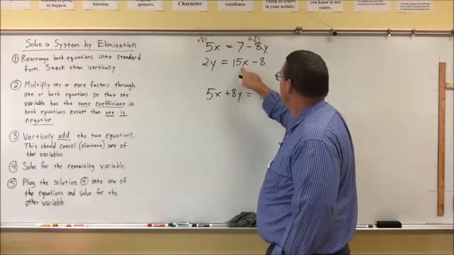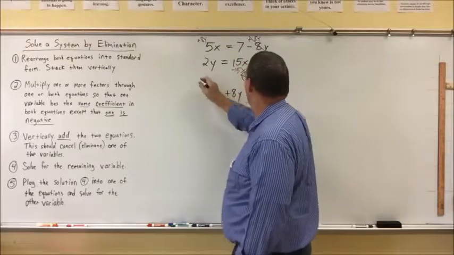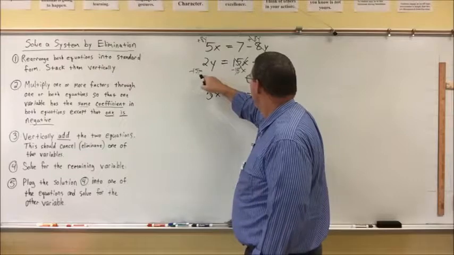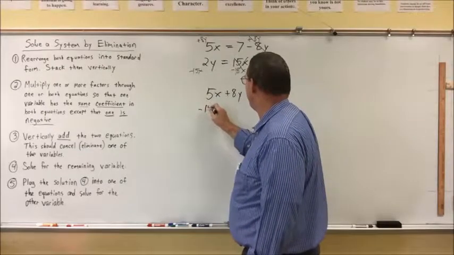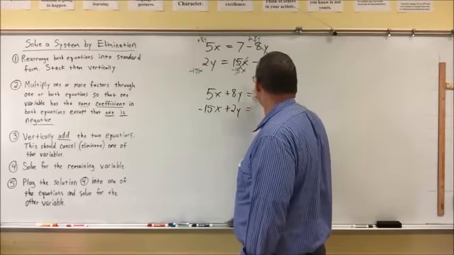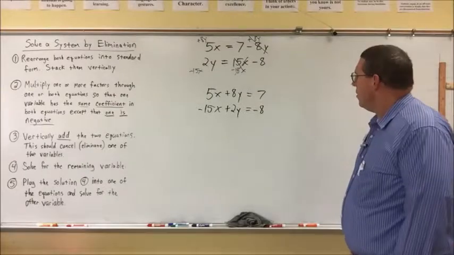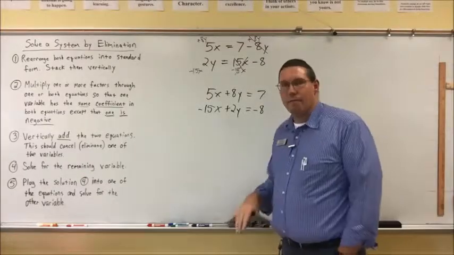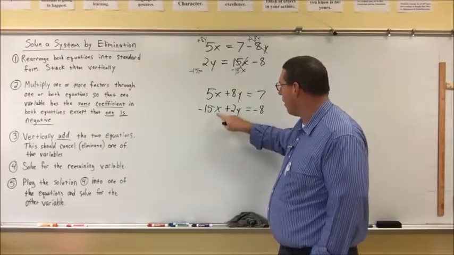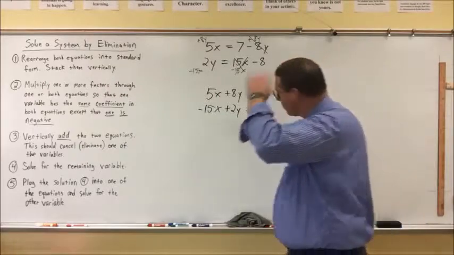This one, I just need to move the 15x over to the other side. So I'll subtract 15x here, and I'll subtract 15x here. That'll cancel this. And then I'll have negative 15x plus 2y is equal to negative 8. Okay? Now, in this case, I do not have the same number in front of y, and I do not have the same number in front of x. But watch what I can do.